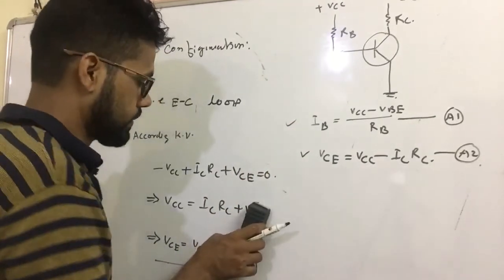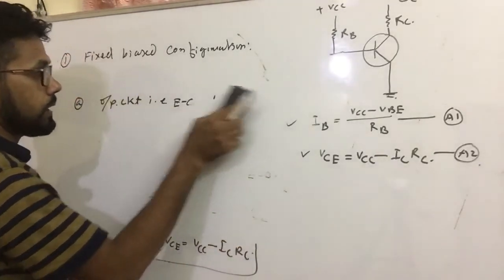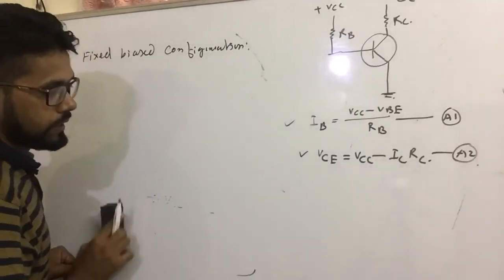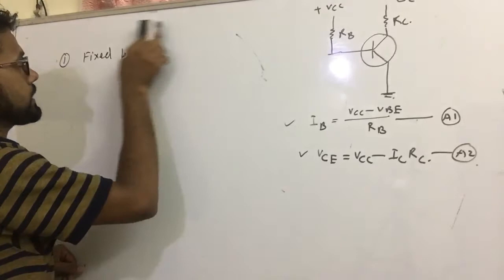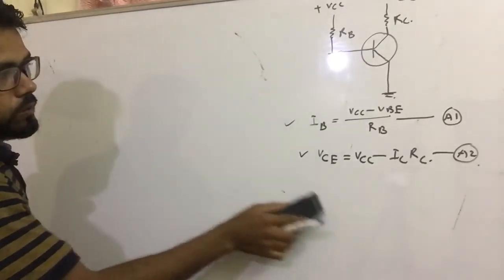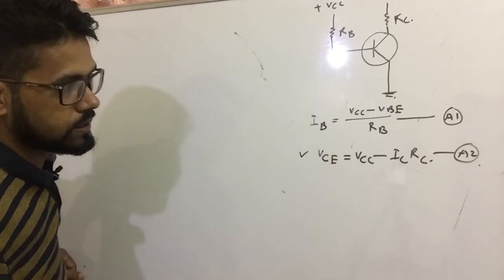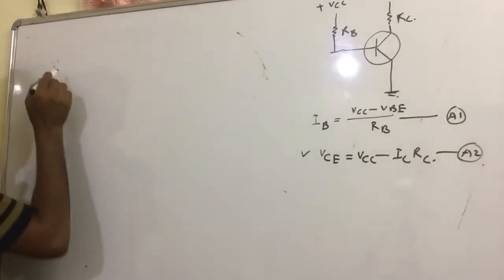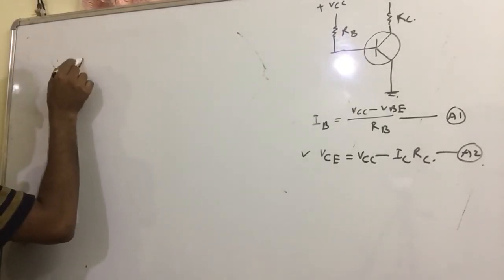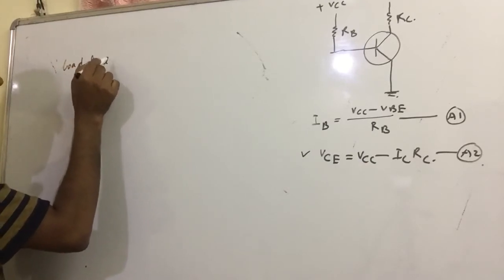Now this is the fixed bias concept. Now I am going to analyze the load line analysis. This is the fixed bias circuit, and the calculation of how to calculate the base current and base emitter voltage. This is the equation. Now load line. What is the load line analysis? Load line analysis.